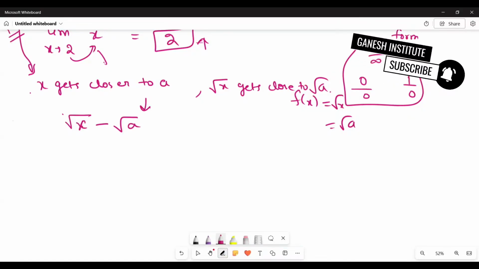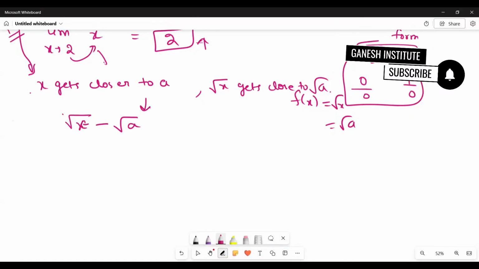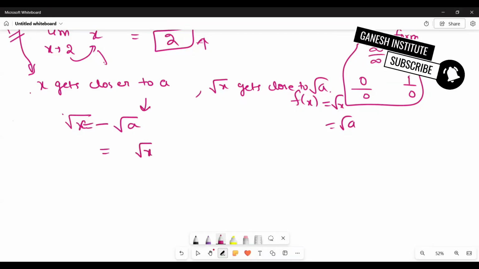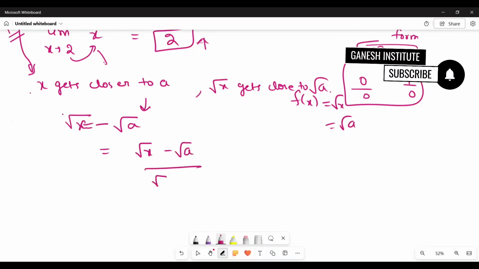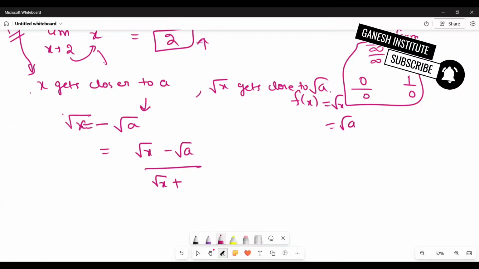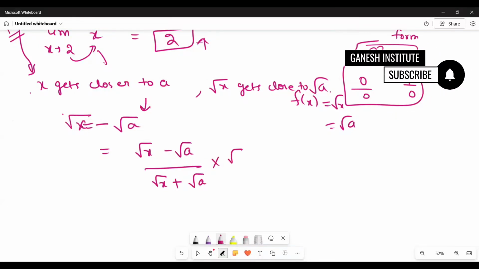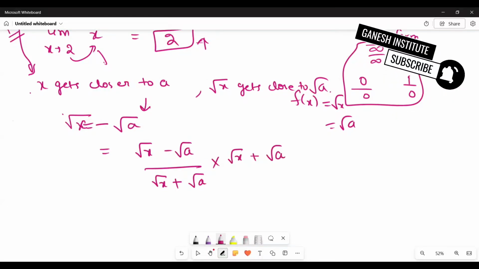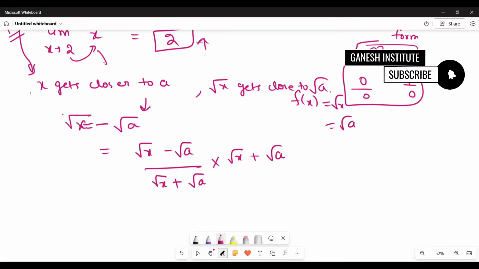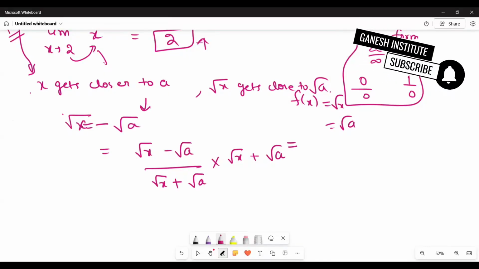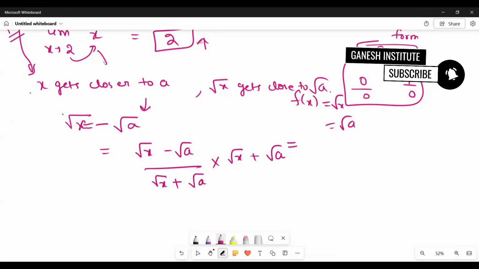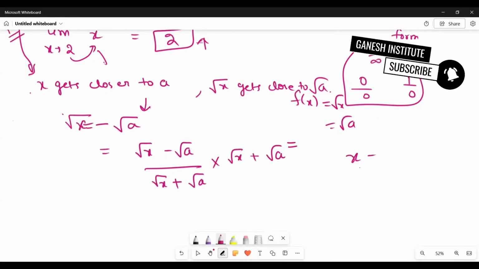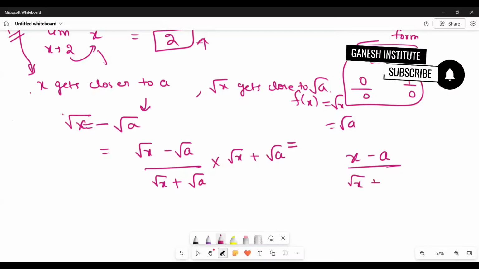How? Let's take the conjugate part. This is root x minus root a. The conjugate means multiplying it with the opposite signs. Is this fine? Just to get rid of the root value from the numerator, and we'll see what to do with the denominator. So this is (a plus b)(a minus b), so a square minus b square. Is this fine?